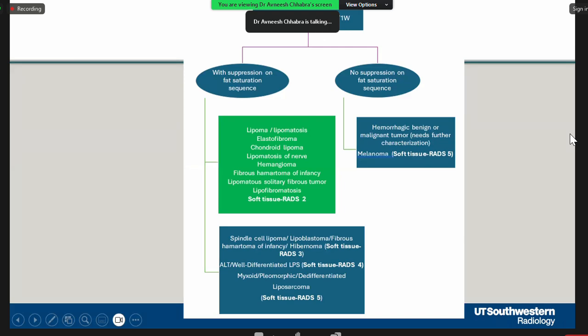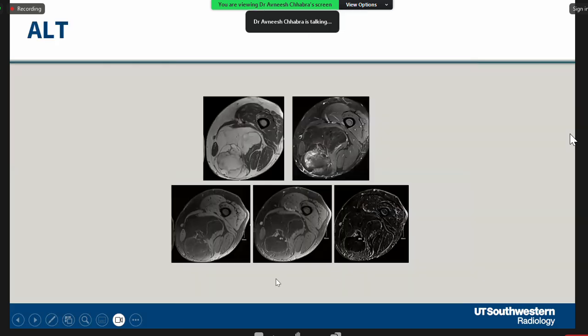So we start with hyperintense on T1, which can help you: if it suppresses, it's a fatty lesion; if it doesn't suppress, a hemorrhagic lesion. And then we put categories in there. Like you saw in the ST-RADS paper, similarly in soft tissue RADS, you have these tumors which are in 2. Green is usually benign; blue ones, you've got to do something about it.